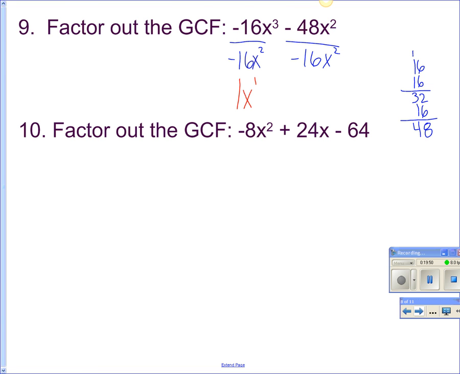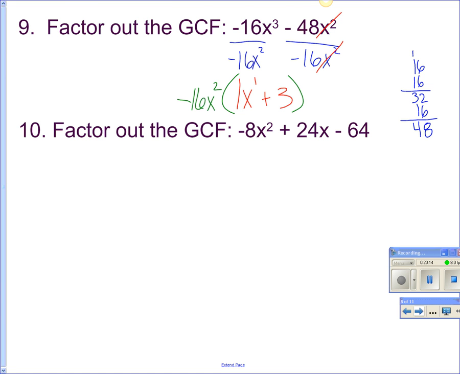Chad, negative 48 divided by negative 16. How many times did we say 16 went into 48? Very good. Positive 3. And then those cancel. Okay. Tamara, what do I have to do for my answer? Put it in parentheses, and negative 16x squared goes out front.